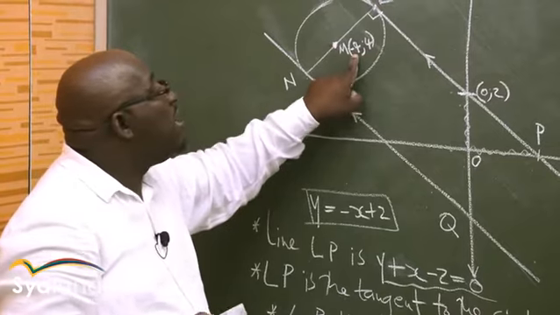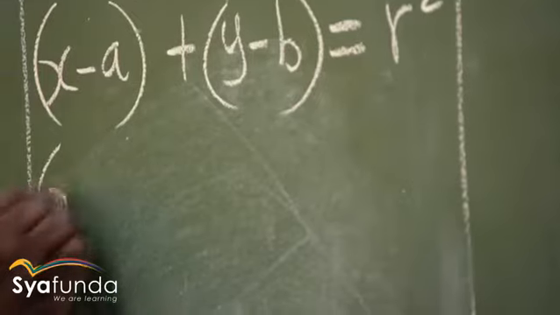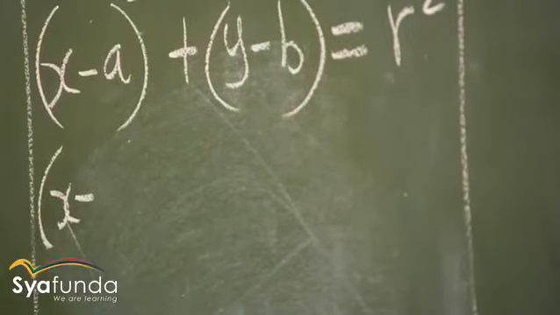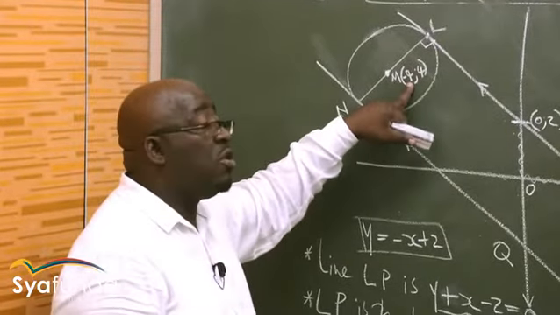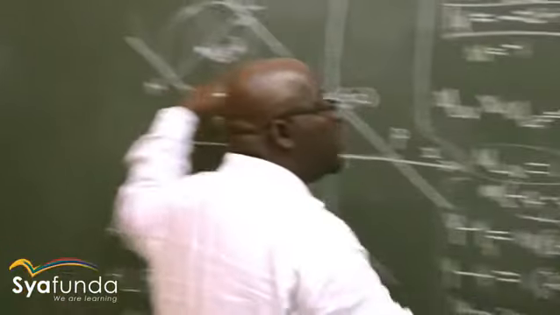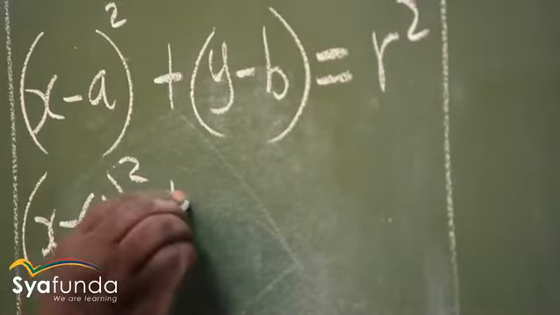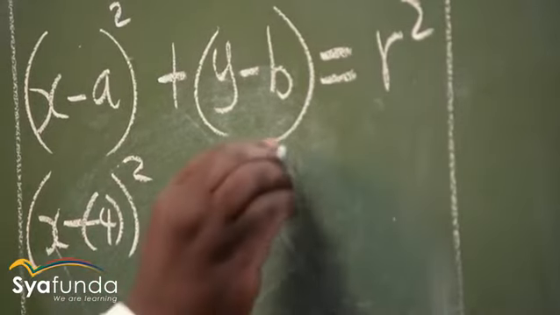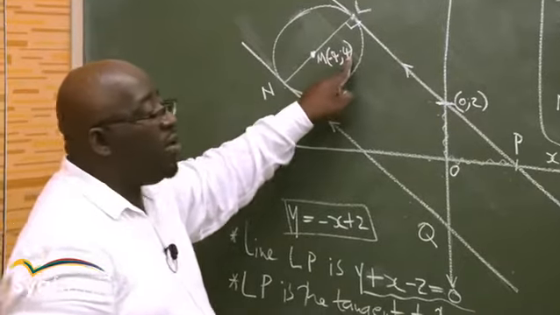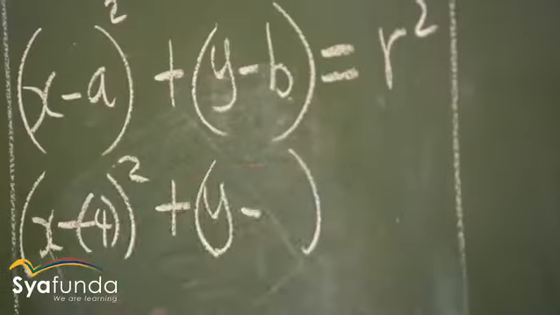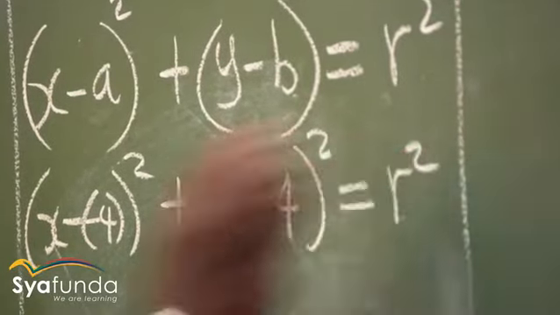This stands for A, that stands for B. Let's write them down. So what do we have here? We've got x minus, what is the value of A? You go and check x, which is minus 4. Remember, this is not 4, but minus 4. You write the value of A as minus 4, close it, then square it. Plus y minus, what is the value of B? The value of B is 4 in this particular case. Remember, this is also squared, equals r squared.